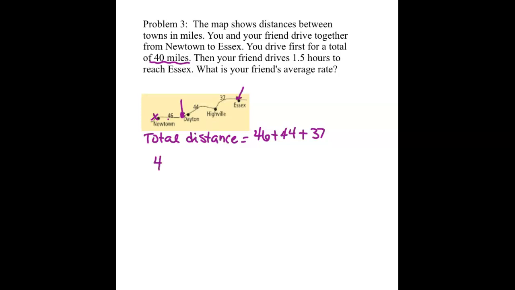Okay, so we're going to drive 40 miles, and then we're going to switch, and your friend is going to drive the rest of it. Okay, and the rest of it would mean all of this added up together. Okay, those two sides are going to have to balance. The part we drive, the part our friend drives, has to equal the total.